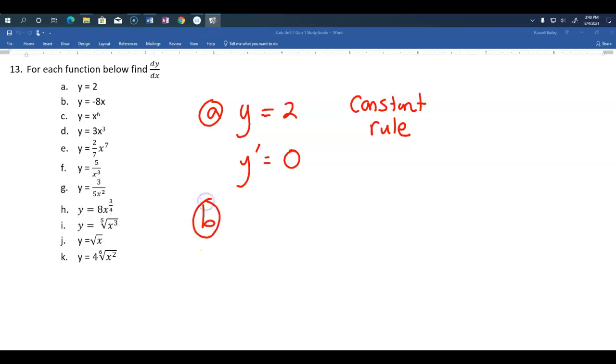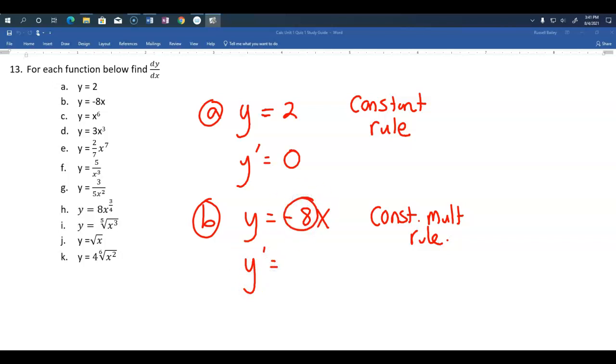Let's go ahead and take a look at part B. This is a linear function, and anytime you have a linear function, to find its derivative, you're going to apply what's known as the constant multiple rule. And according to that rule, the derivative is basically going to be whatever that number in front of the x is.